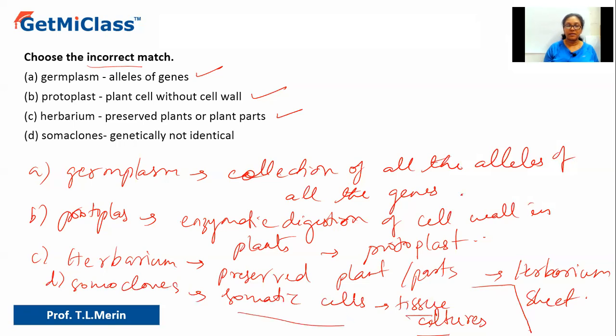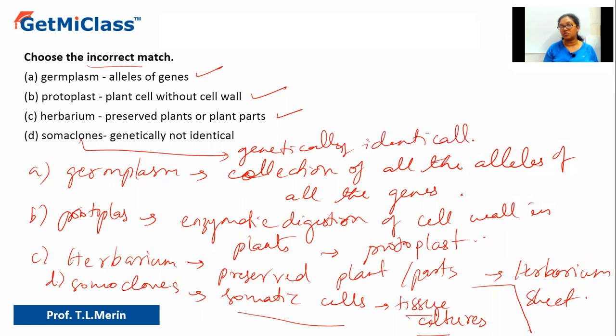Since they are produced from somatic cells, and the same cell will be dividing further and further, all the cells, in case of soma clones, the plants will be genetically identical. Why? Because they will all carry the same genes. Hence they'll be genetically identical. But here they have mentioned not identical. So this is the incorrect match. Our answer will be, because we have to look for the incorrect match, option D.